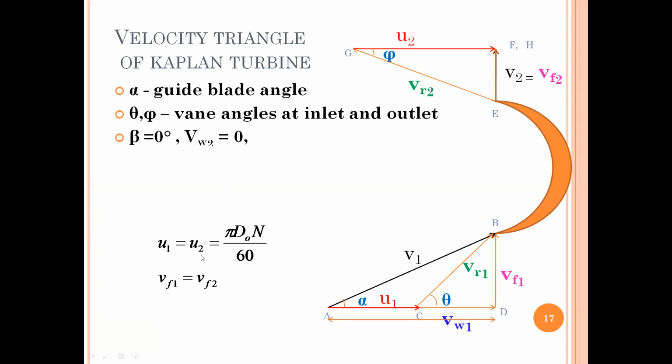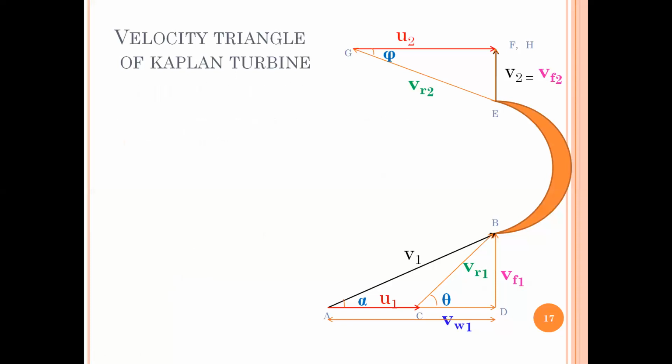Now here U1 is equal to U2 is equal to pi DO N by 60, where DO is the outer diameter. Whereas in case of my Francis turbine, it was a radially curved vane, so your U1 and U2 were different. Whereas here, U1 and U2 are both the same: pi, outer diameter, N is the speed of the runner, divided by 60. Runner or boss or hub. And the velocity of flow at inlet is equal to the velocity of flow at outlet.